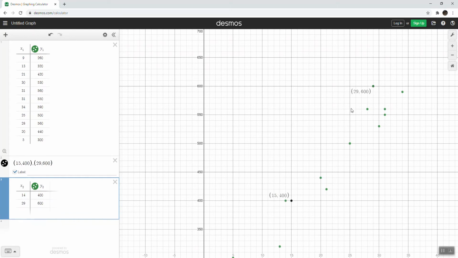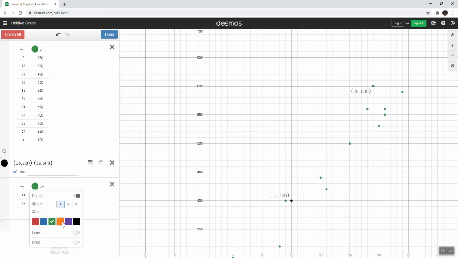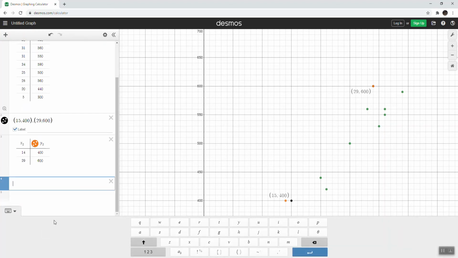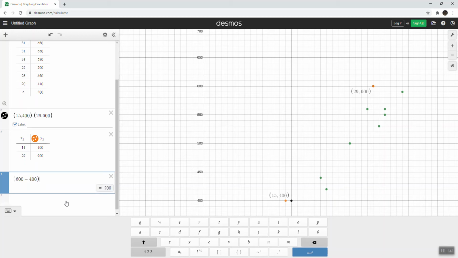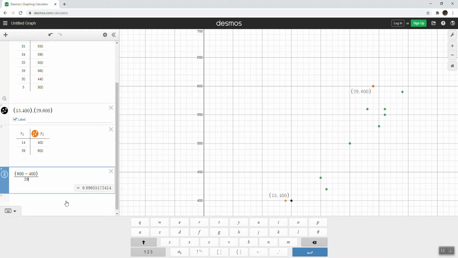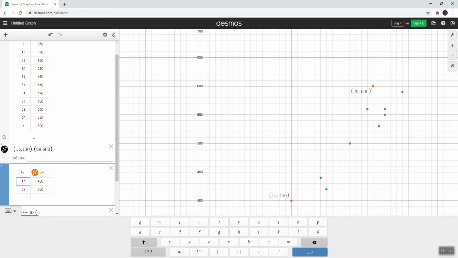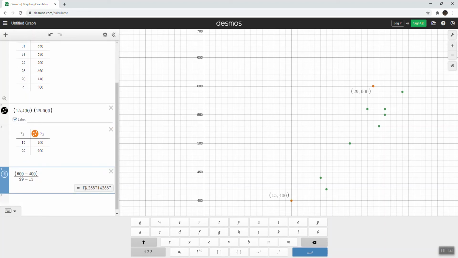Notice they're here in, what are they, green? Okay, can we change that to orange so we can better see them. So here's the point, there's the point. Now we want the equation of that line. If we were to use the slope formula, we would do 600 minus 400 divided by, notice I put parentheses around the top, so we're dividing everything by the difference of 29 minus, it's supposed to be 15. I typed that in there wrong. Okay, so my slope is 14.28 and so on, and then we're looking for the y-intercept.